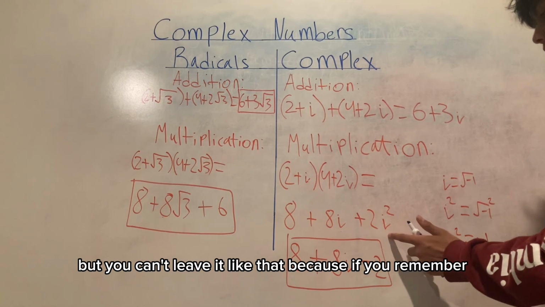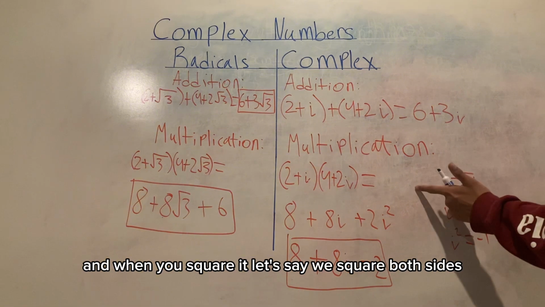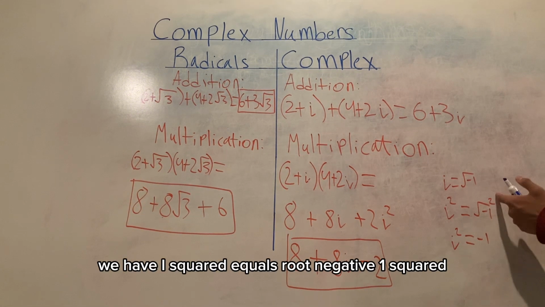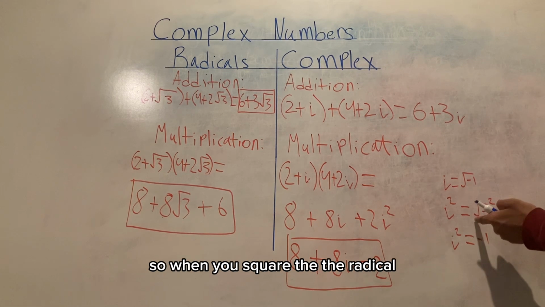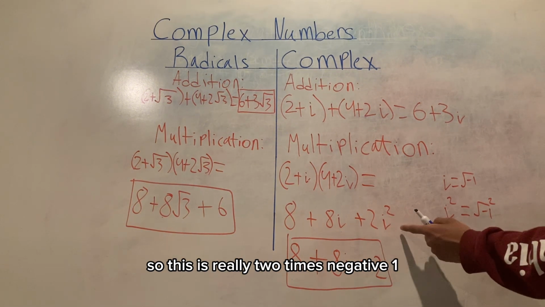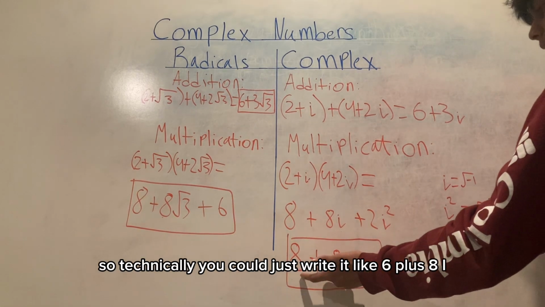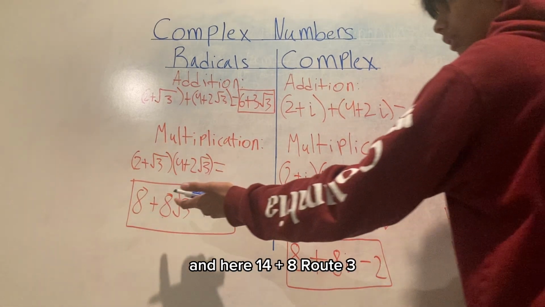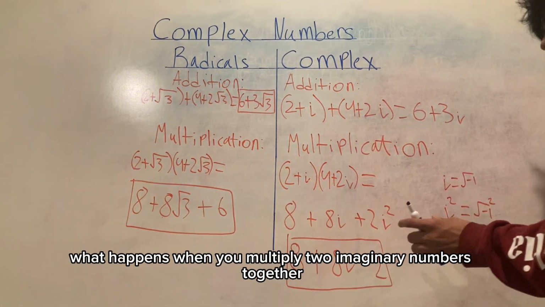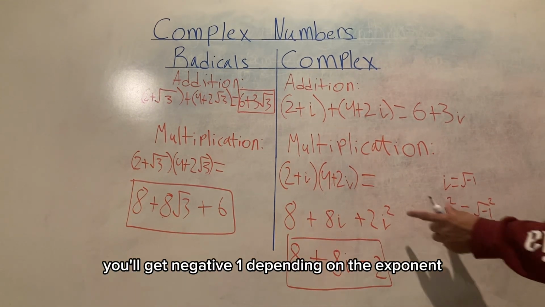But you can't leave it like that, because if you remember, i is root -1. And when you square it, let's say we square both sides, we have i squared equals root -1 squared. So when you square the radical, this thing goes away, and then you're just left with -1. So this is really 2 times -1. So that's why it's 8 plus 8i minus 2. Technically you could just write it like 6 plus 8i, and here 14 plus 8 root 3. But I just kept it here so you can see the difference of what happens when you multiply two imaginary numbers together. You'll get -1, depending on the exponent.